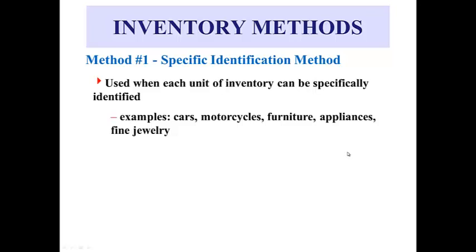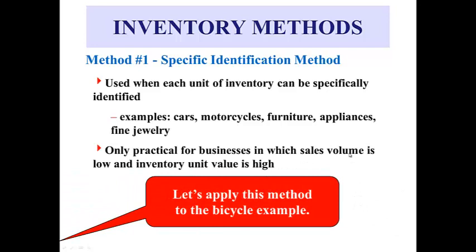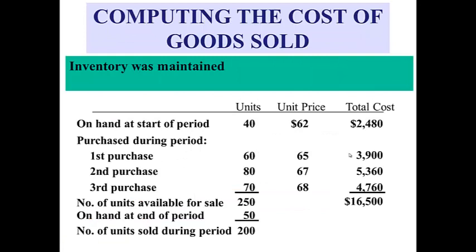The first method that we will review is specific identification. This method is used when each unit of inventory can be specifically identified. Examples include car dealers, motorcycle dealerships, furniture, appliance sales, and fine jewelry. Specific identification is only practical for businesses in which sales volume is low and inventory unit value is high. So let's see how specific identification works with our bicycle example.